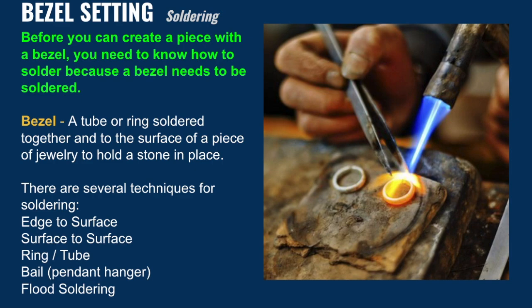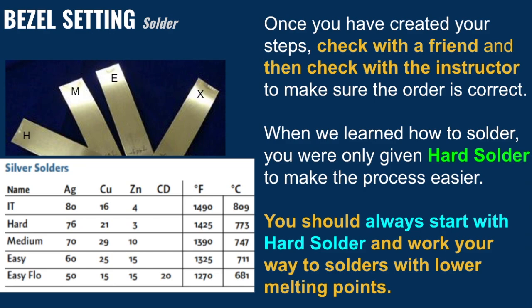You will need to understand several soldering techniques for this assignment because you will have at least 2 or 3 solders to finish this piece, probably way more than that. Solder comes in a variety of melting temperatures, so we are able to solder the piece multiple times in order to get all the parts of the piece soldered together. As you create your sample solders, we will be using hard solder, so you really learn how soldering works.